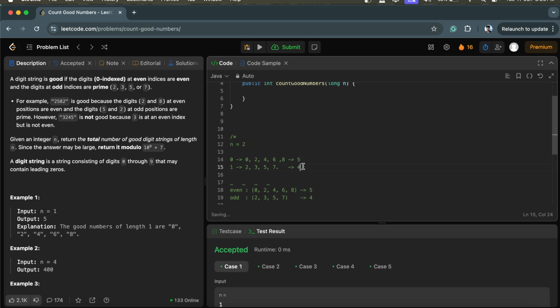So in total it is like 5 into 4. So yes, 20 possibilities we can get. Okay, 20 different strings we can create from this one. So yes, that's how we are actually picking this one.